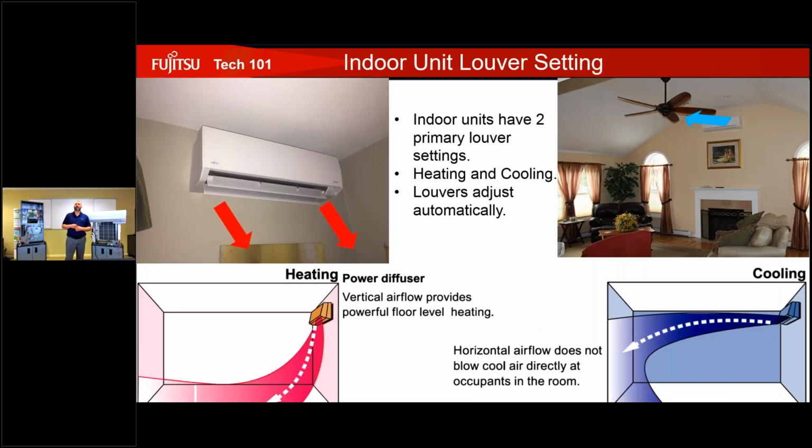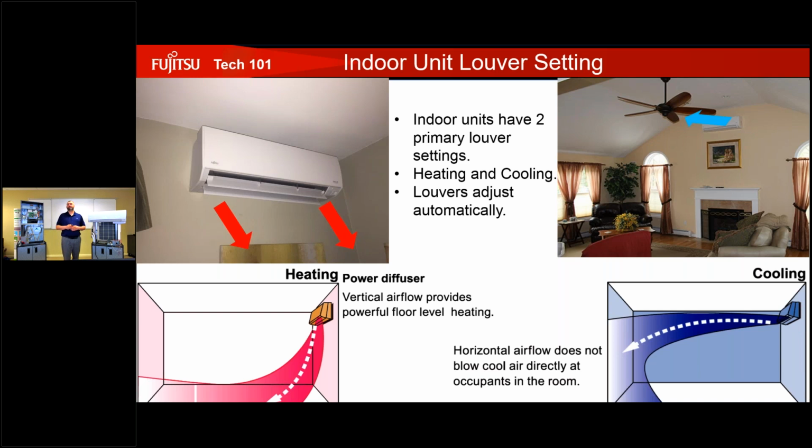All right, so indoor unit louver settings. In cooling, we're going to blow straight across, keeping the air towards the hottest part of the room, and gradually kind of blanket the room from the one wall to the other, and kind of circle back towards the unit, towards the floor.